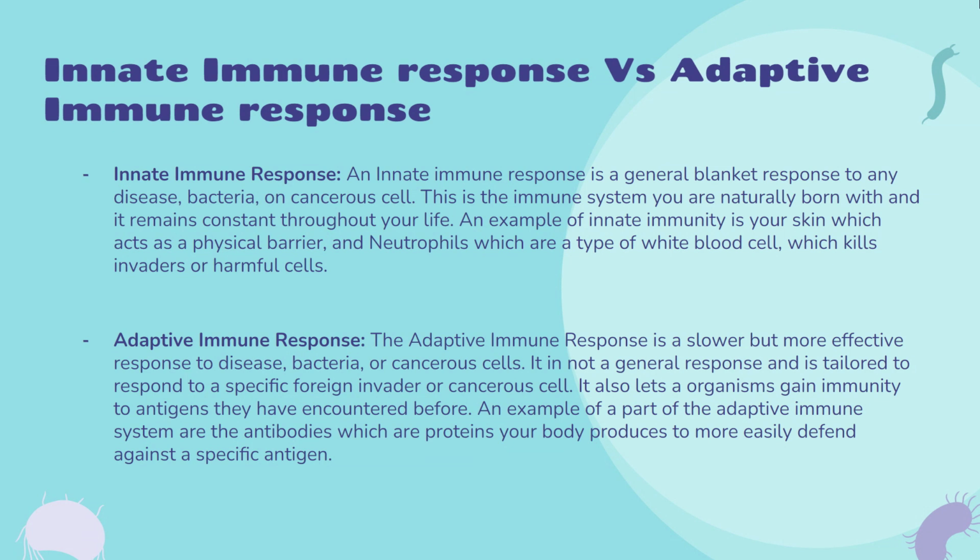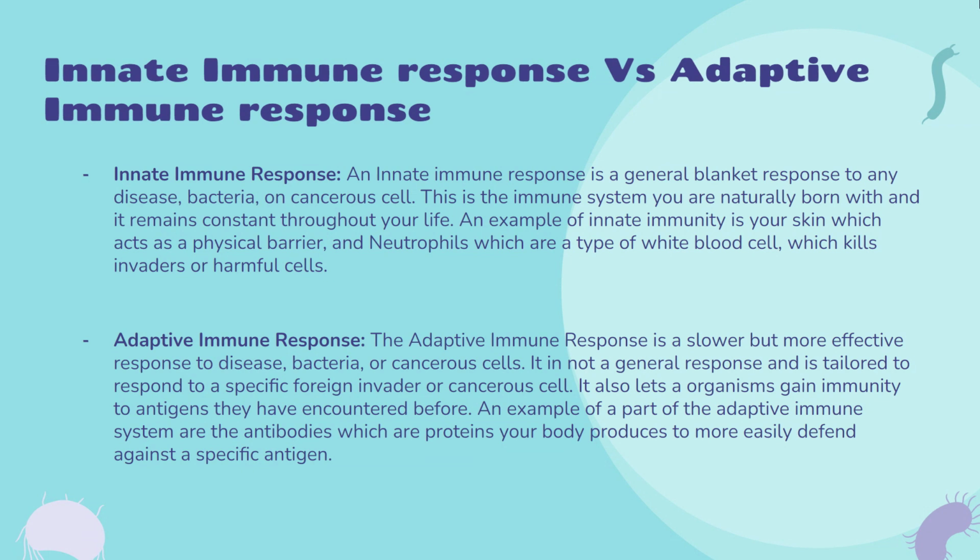But what I mean is that it can't improve upon itself like how the adaptive immune system does, where it can grant you immunity to diseases that you have experienced in the past. An example of innate immunity is your skin, which acts as a physical barrier, and neutrophils, which are a type of white blood cell which kills invaders or harmful cells.